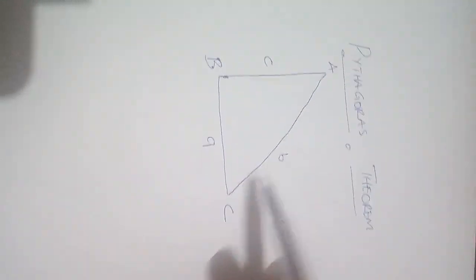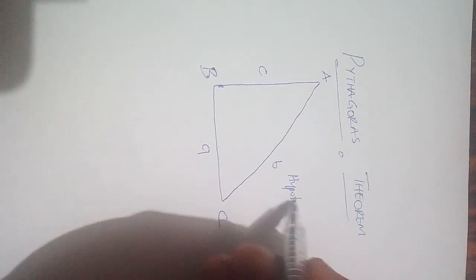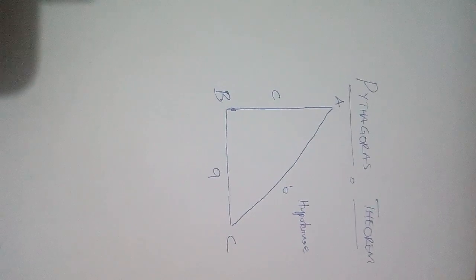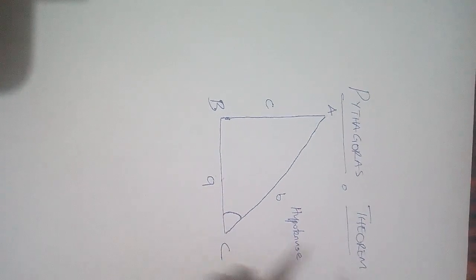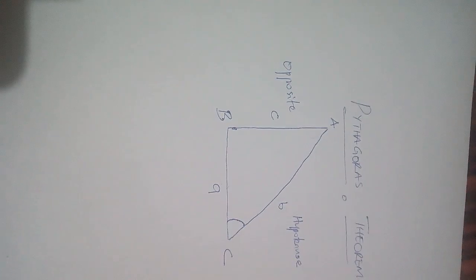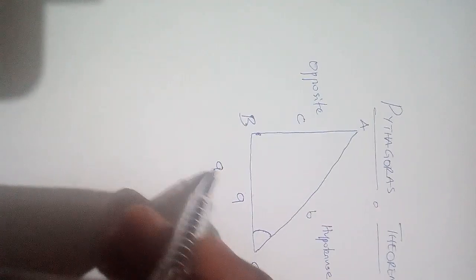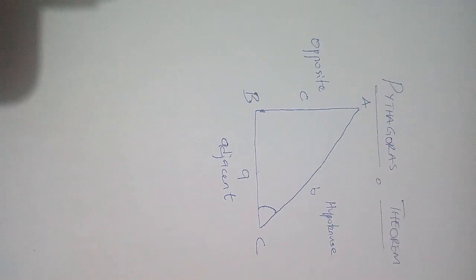Now this long side is also called our hypotenuse. The long side is our hypotenuse. If this is our given angle, the side opposite the given angle is our opposite. And the last side, which is this one underneath, is our adjacent. Okay?